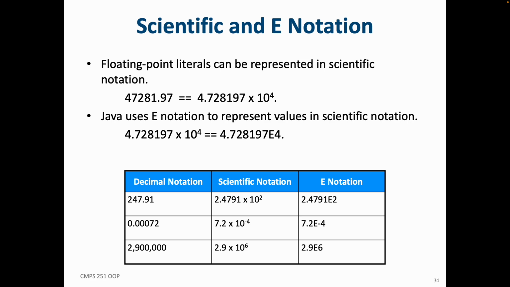And in Java, you will see scientific notation with this E notation. How is that? 2.4791 times 10 squared is written 2.4791E2. What is E2? 10 to the power 2. 10 to the power minus 4 is E minus 4. 10 to the power 6 is E6. So basically, if you see this kind of number, it means that it is a number written in scientific notation.